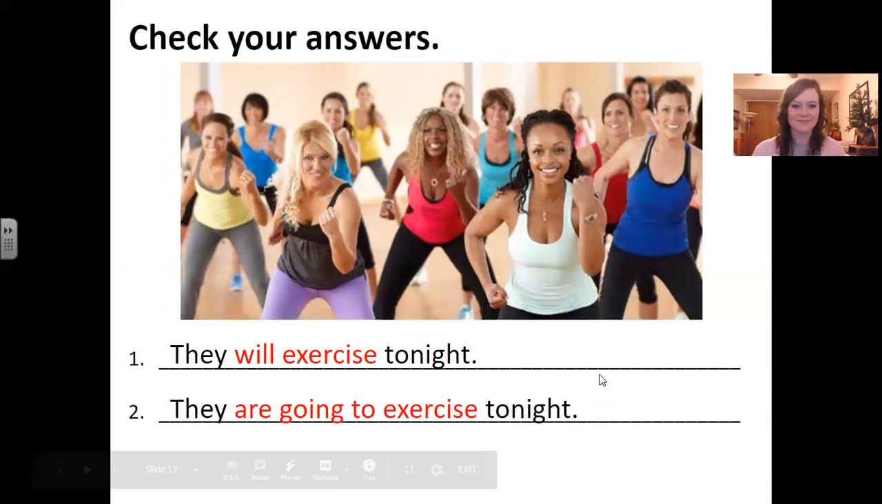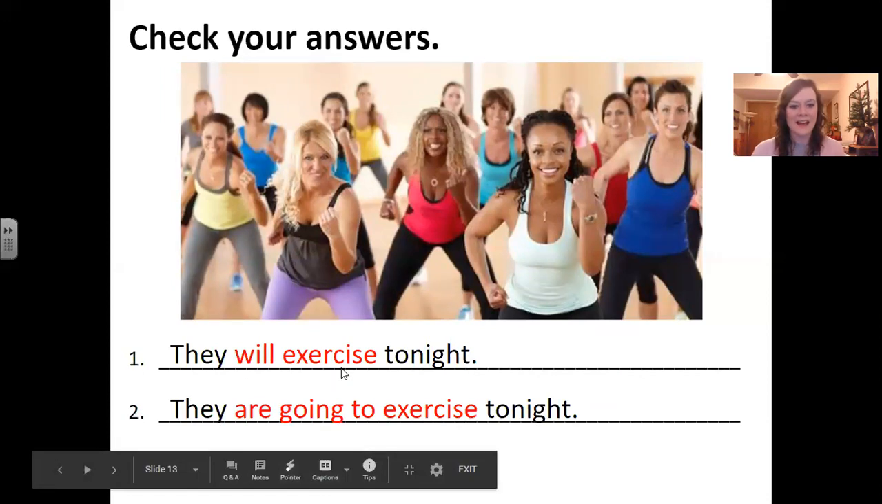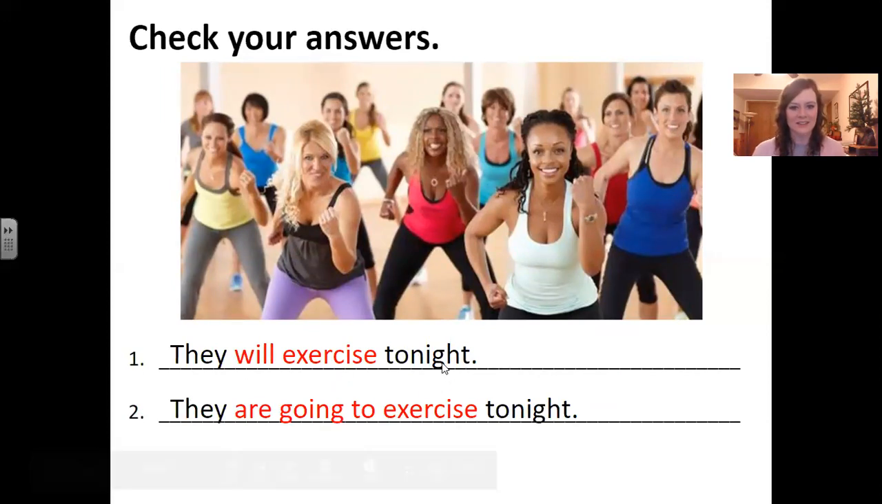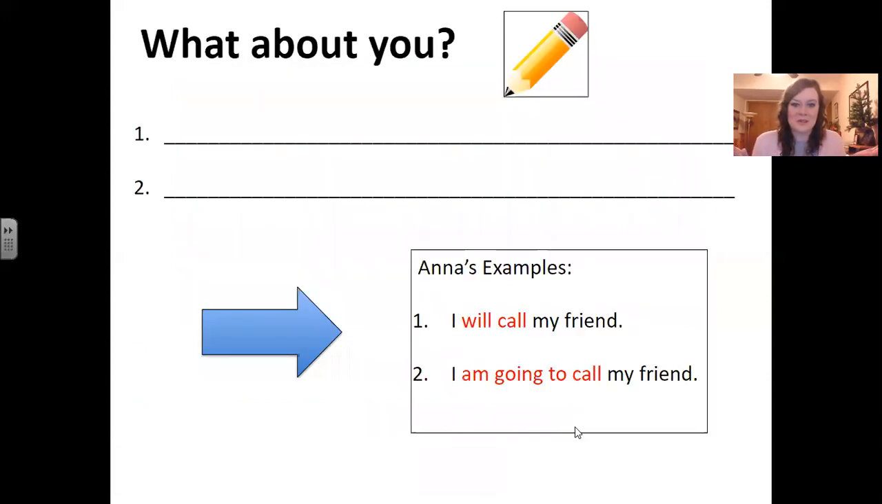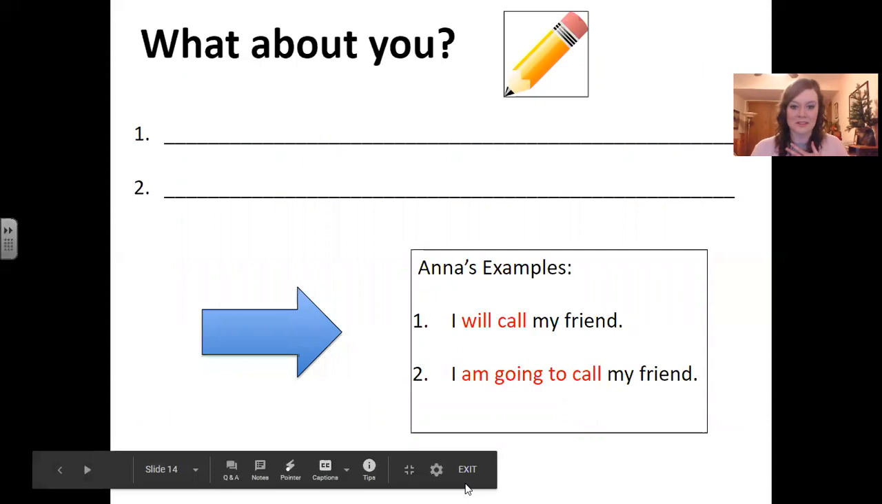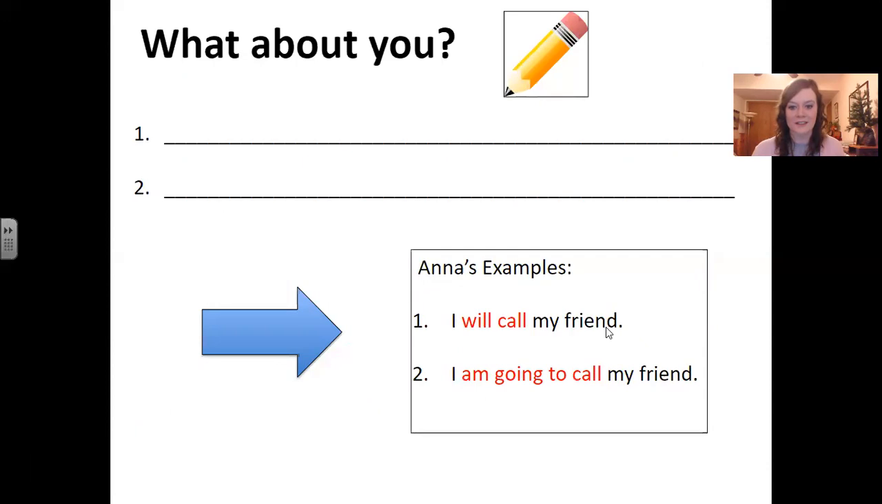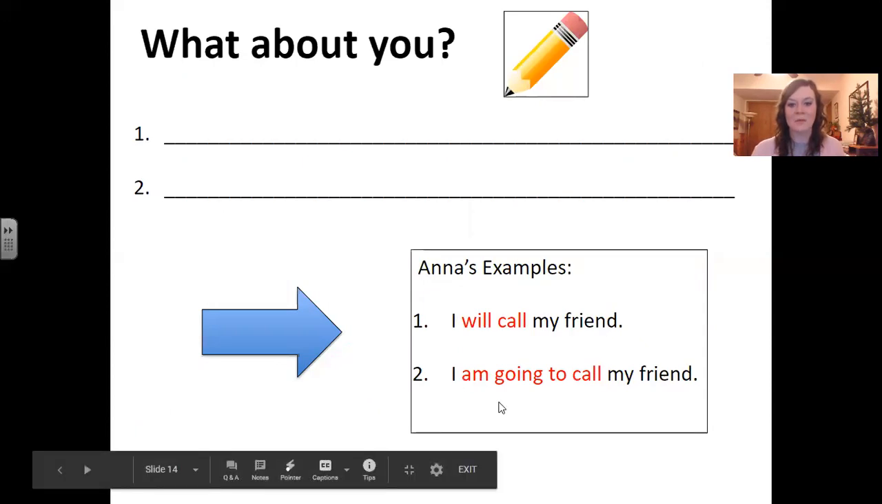All right. They will exercise tonight. They are going to exercise tonight. What about you? Can you write two future sentences about what you will do tonight? Here are my examples. I will call my friend. I am going to call my friend.